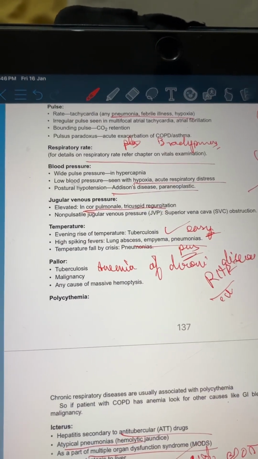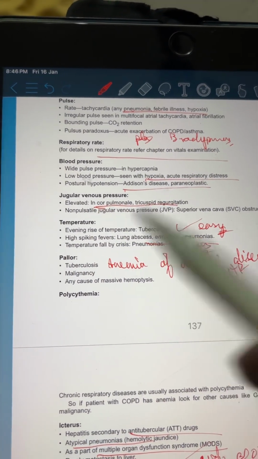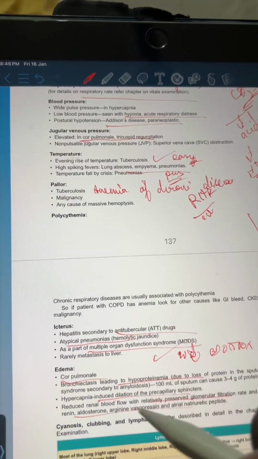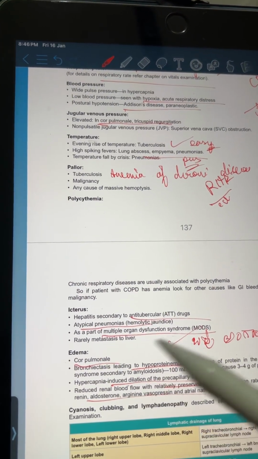Temperature: evening rise of temperature, high spiking fever, any fever kind of condition. Pus kind of conditions give a high spiking fever. Pallor and icterus are not required. Edema is in cor pulmonale, again due to right heart failure, backward it causes edema, ascites and all.